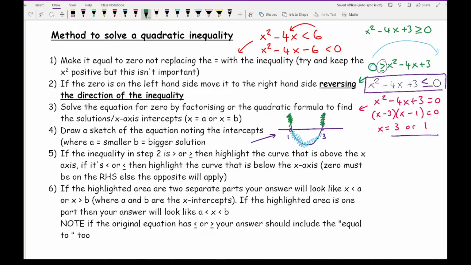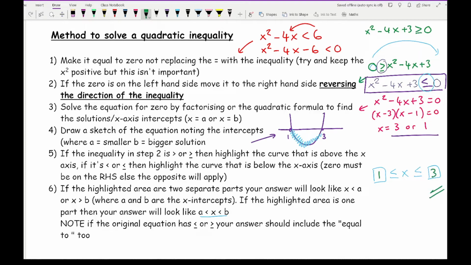Let me just get rid of those green markers. So here I've got one part, so my answer is going to look like this, with x there, like so. And again, because the inequality is equal to, this inequality is going to be the same as this one here. And I'm just going to fill in the two numbers. So that's going to be 1 and 3.